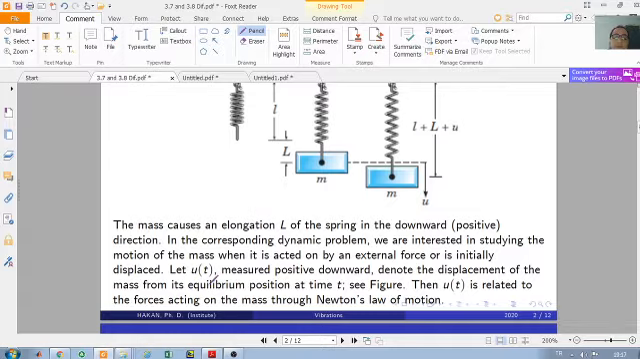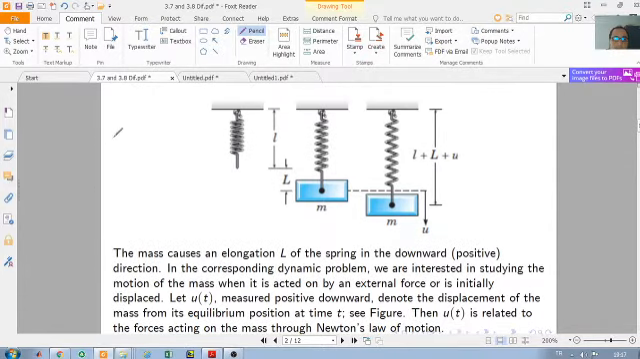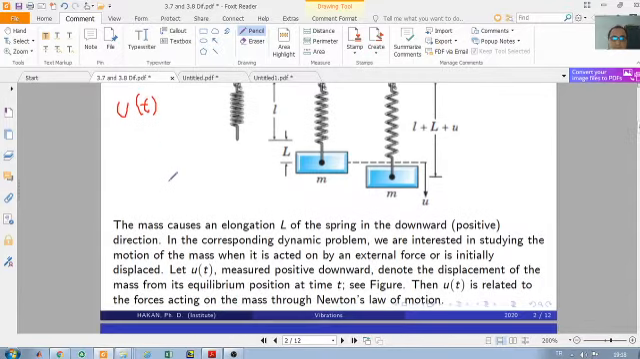Let u of t, measured positive downward, denote the displacement of the mass from its equilibrium position at time t. Okay, u of t represents the displacement of the mass. From here to this place, the displacement is denoted by u of t, which is a function of time. Then u of t is related to the forces acting on the mass through Newton's laws of motion.